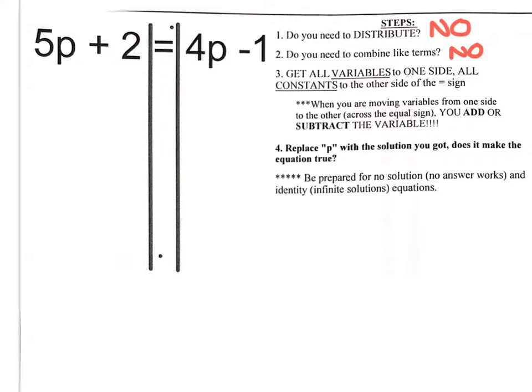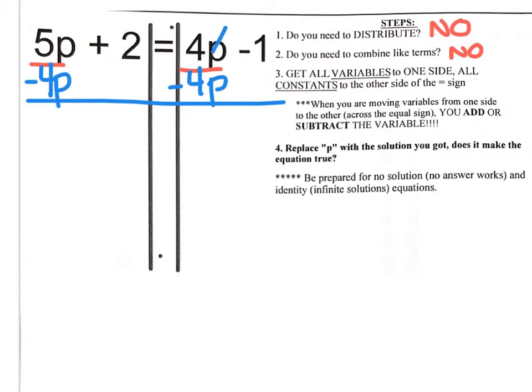We need to get all of our variables to one side and all of our constants to the other. And we know that we have a 5p and we have a 4p. So I personally like to leave my variables positive, and I also like to have all my variables on the left-hand side. For me, it's just a visual thing. So I'm going to subtract 4p from both sides. When I do that, my p's are going to cross out on the right, and my negative 1 is going to come down. And I'm going to be left with 1p plus 2.